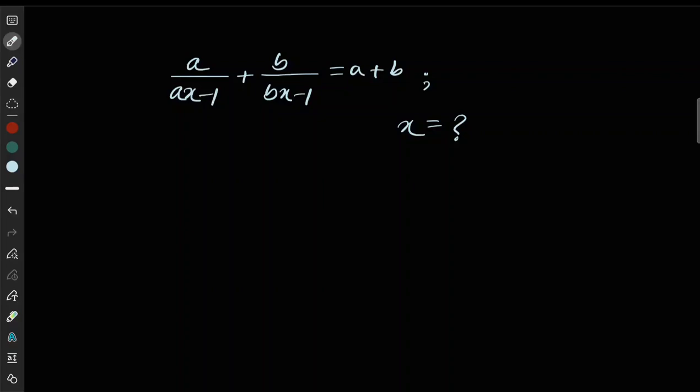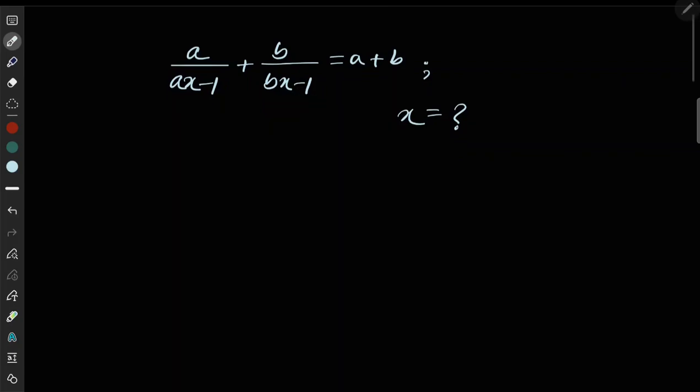Welcome to my channel. Today we have to solve this math: a by (ax minus 1) plus b by (bx minus 1) equals a plus b.